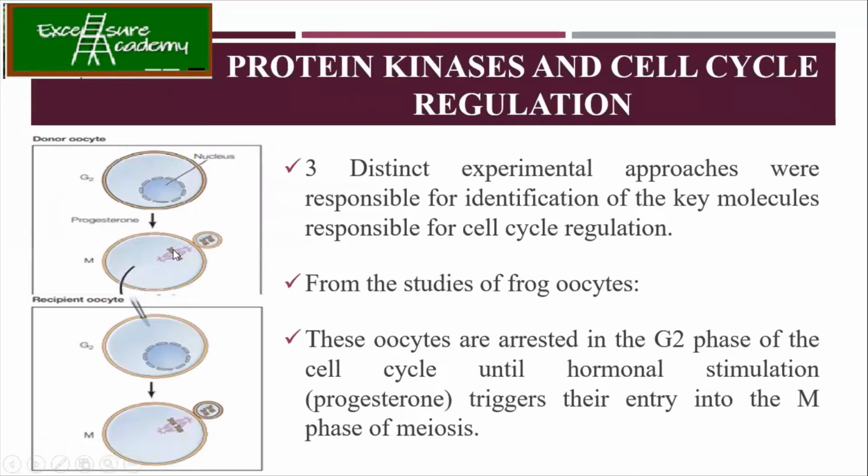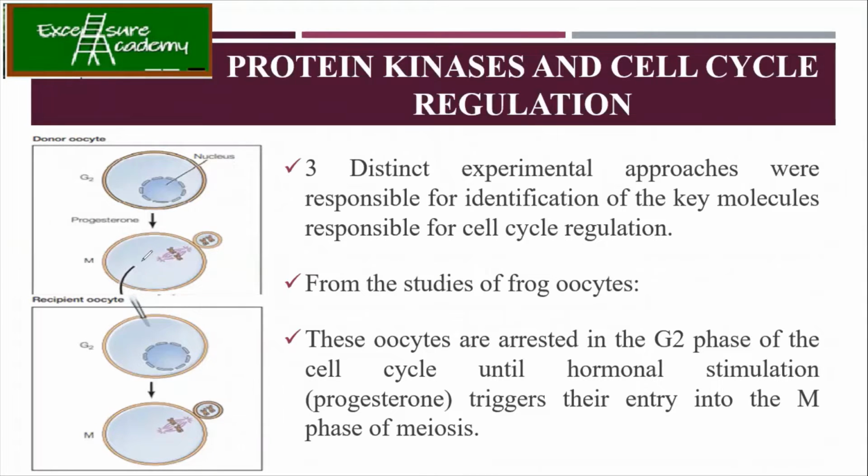Now, let's take the first example. The first example was taken from the frog oocytes. Now, guys, this is important. This has come in the exam. Donor oocyte. So here, what we see is that progesterone is added, because of which, directly, it is jumping from G2 to the M phase.